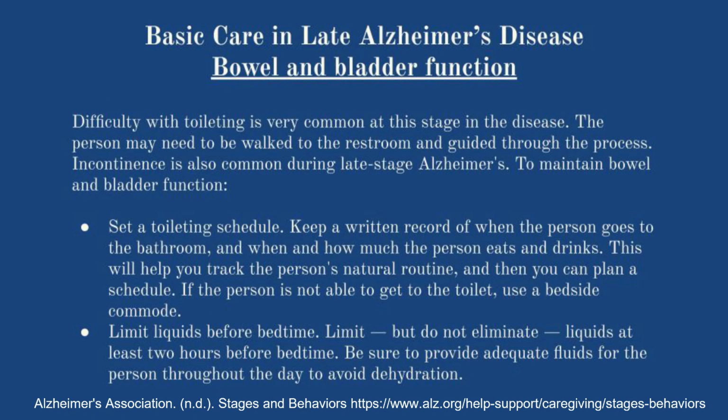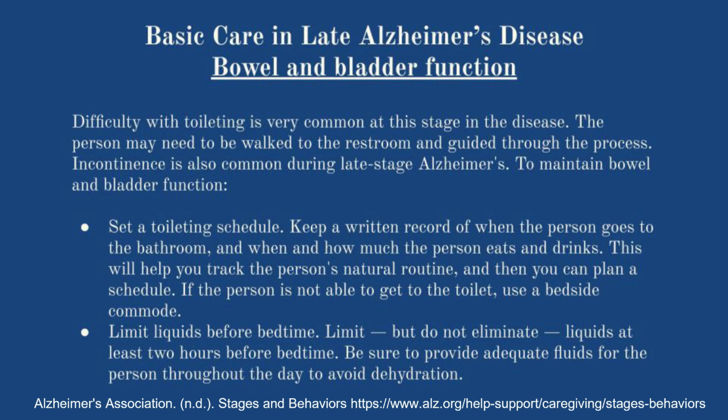Difficulty with toileting is very common at this stage in the disease. The person may need to be walked to the restroom and guided through the process. Incontinence is also very common in late-stage Alzheimer's. To maintain bowel and bladder function, set a toileting schedule. Keep a written record of when the person goes to the bathroom, when and how much the person eats and drinks, and this will help you track the person's natural routine, and then you can plan a schedule.